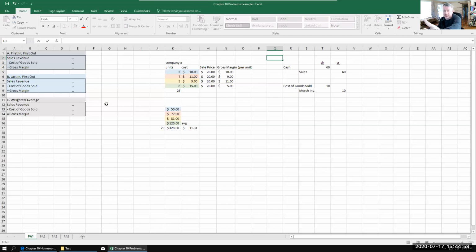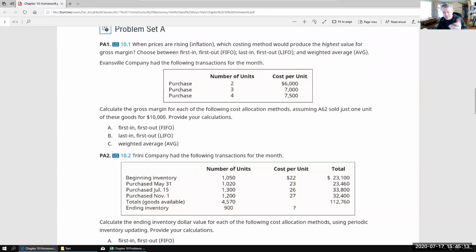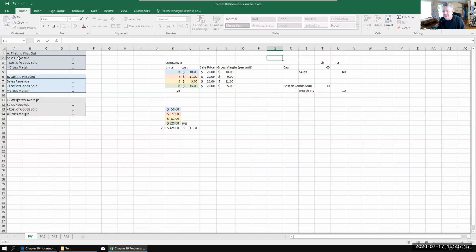So if we bring this back to problem 1, if we're using first in, first out, we put the sales revenue here and our cost of goods sold. This is based on the numbers from the problem, but I'm just doing the example here. We would have put for sales revenue $60. Our cost of goods sold would have been 30 because we sold 3 of them, my apologies. It would have been 30 here, and so our gross margin would be 30, right?